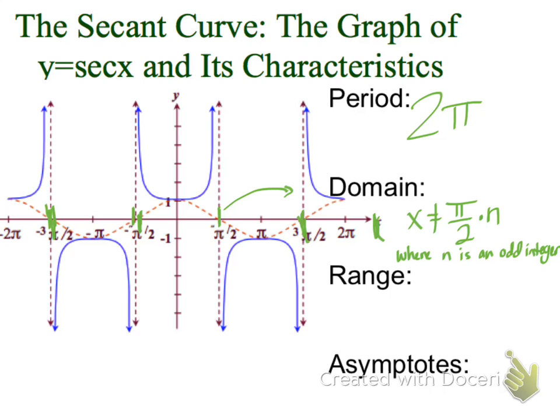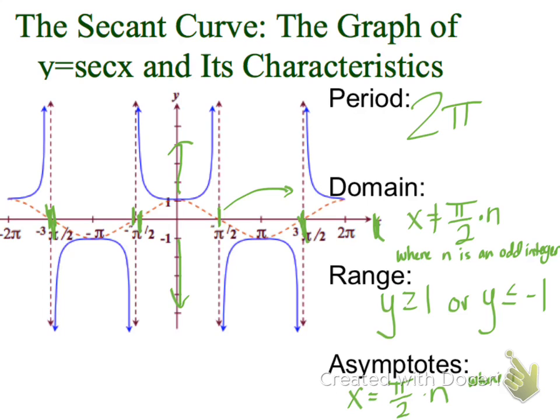Now the range is the same as what cosecant was. It has to be greater than or equal to 1 or less than or equal to negative 1. So one or the other, above 1 or below negative 1. Now asymptotes, very similar to domain, we're going to describe them as pi over 2 times n, where n is an odd integer again. Okay, so any odd multiple of pi over 2 and we will have an asymptote. And that's, of course, the parent function, but we're going to be graphing transformations.